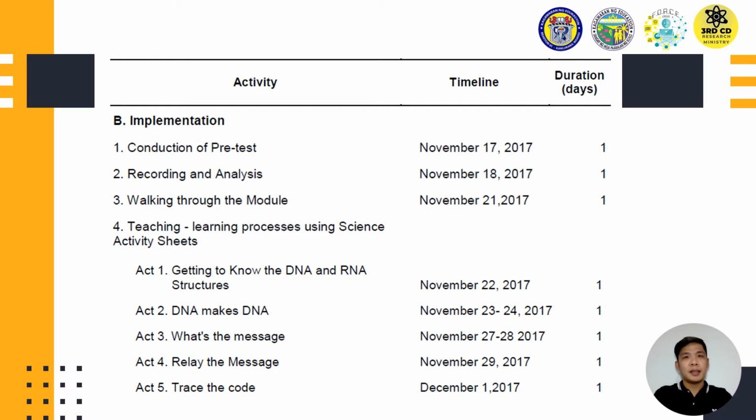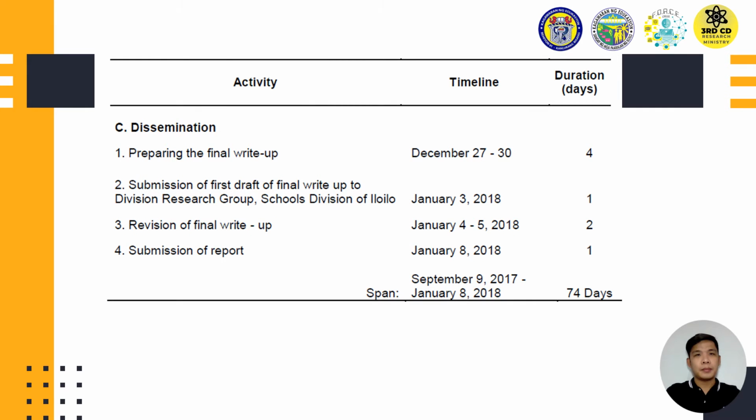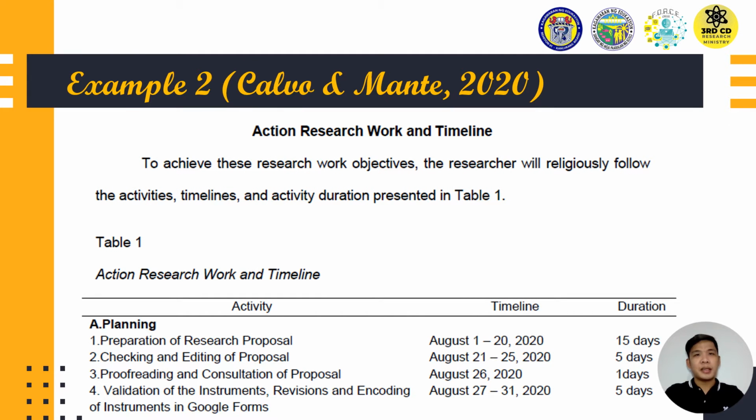It is important that the research proponent shall adhere to this action work plan and timeline so that the conduct of the activity will go smoothly as planned. Also, please include the total span for timeline and duration in days at the bottommost part of the table. Here is another example of action work plan and timeline from a study of Calvo and Mante 2020.